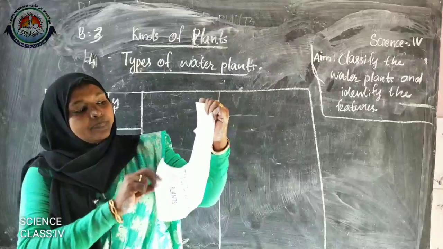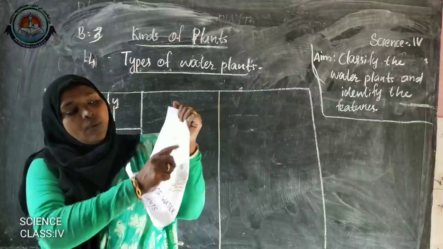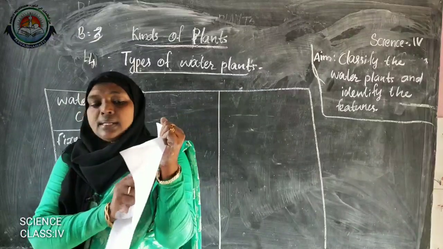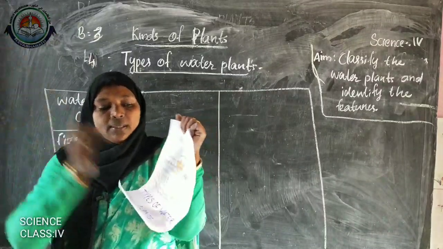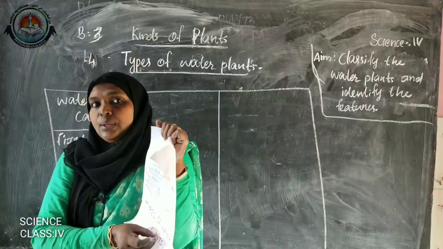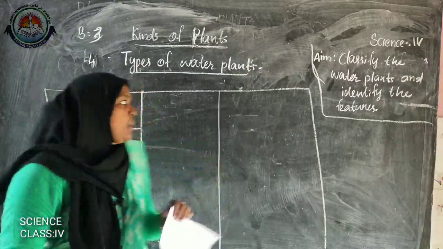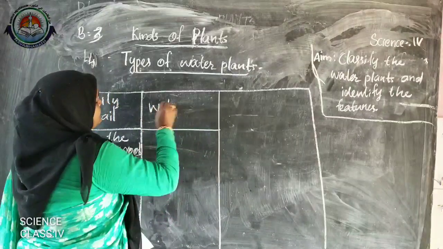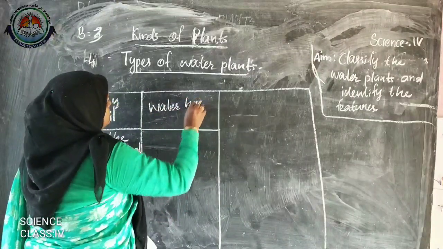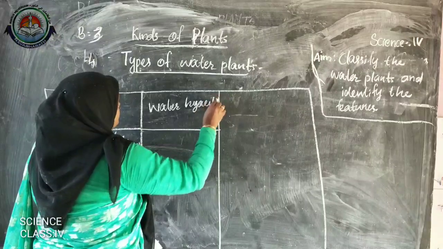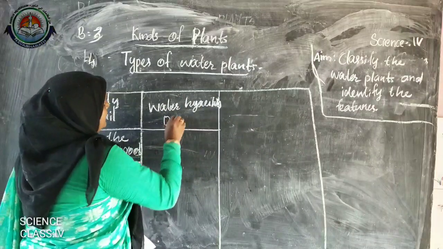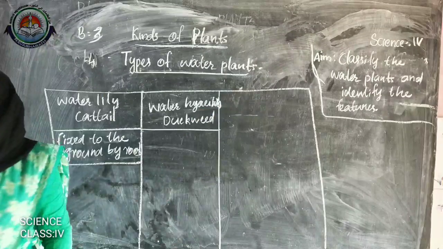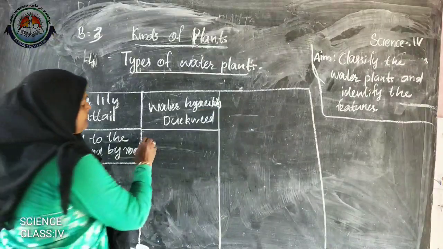Then check here. Water hyacinth and duckweed. They float on water. Their roots are not fixed to the ground. Okay, then we can write water hyacinth and duckweed. They float on water.